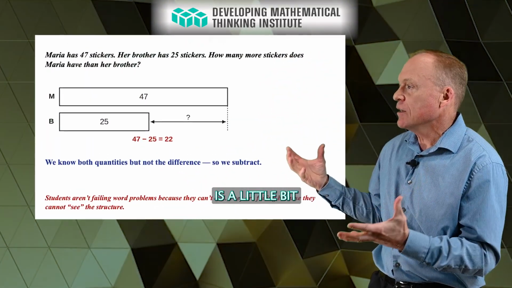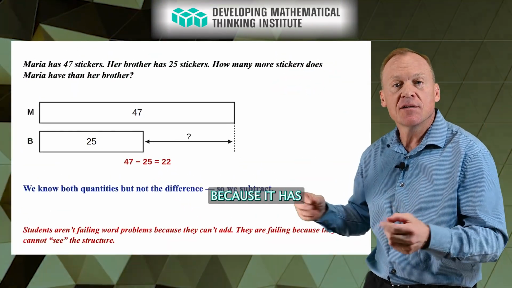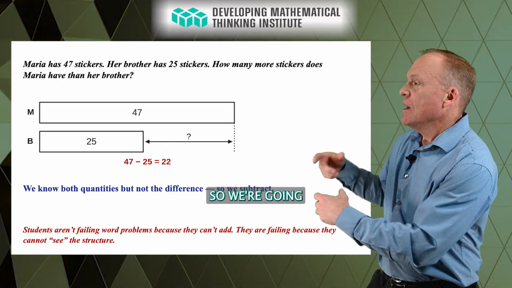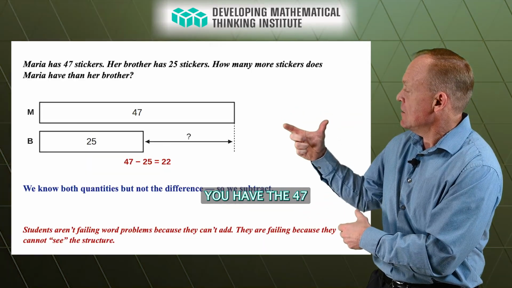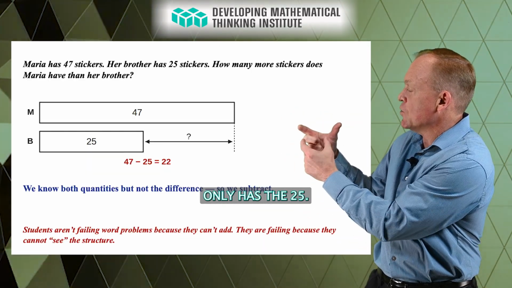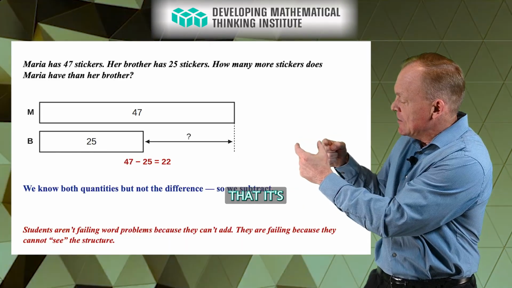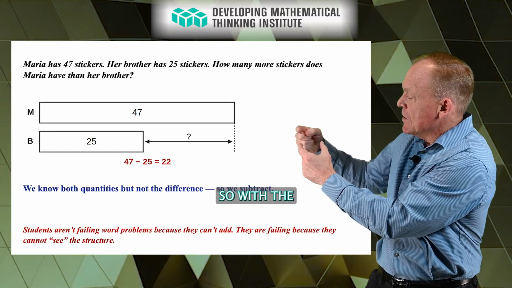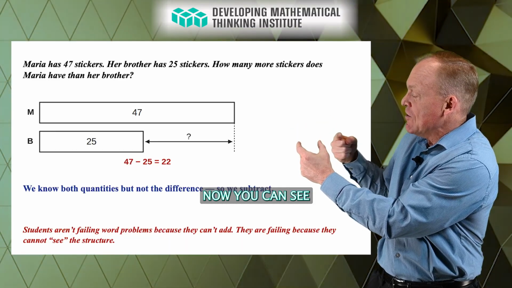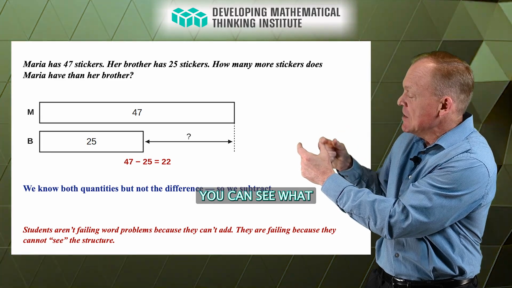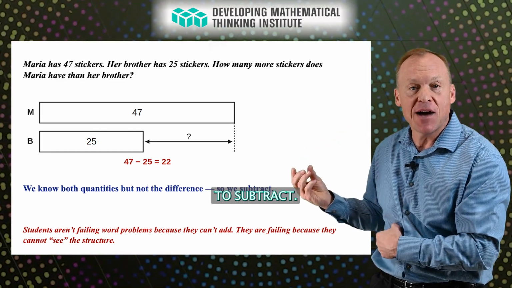Then the third one, now this one is a little bit different where we're going to have 2 rectangles because it has 2 quantities. So we're going to compare. You have the 47 amount with Maria, the brother only has the 25, and then we notice that it's looking for the difference. So with Maria having more, now you can see she has more, and so you can see what that difference is, and we're going to subtract.